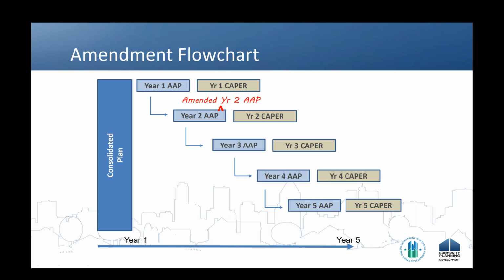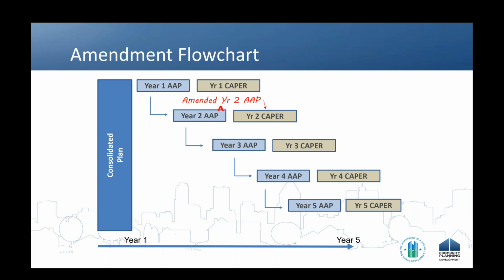Let's just look at the amendment process here and where it falls together. So we begin with the consolidated plan, and that moves us through our year 1 through year 5 action plans. And then that moves us through our corresponding CAPERs. Now let's just say hypothetically at the end of year 2, you will be amending your action plan.